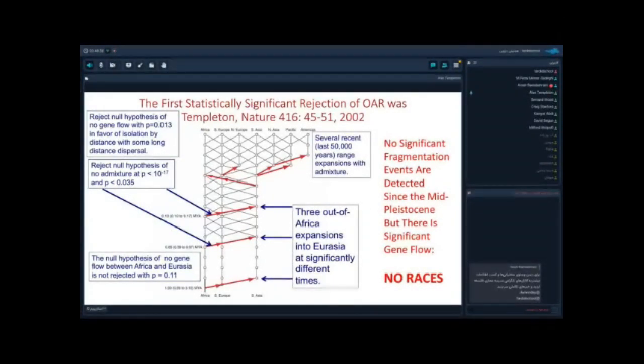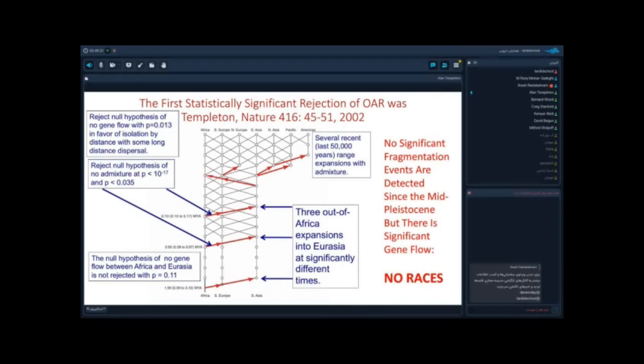But more importantly, after that mid-Pleistocene expansion, I can now reject the null hypothesis of no gene flow with a P level of 0.013, going all the way back to the mid-Pleistocene. And what you do is you reject it in favor of an isolation by distance, also with some resistance, particularly due to water bodies, but also that there was some long distance dispersal. So gene flow patterns have been established since the mid-Pleistocene, according to this analysis.